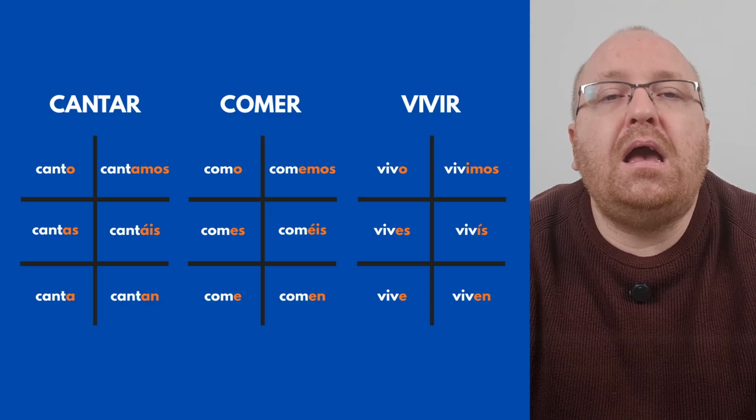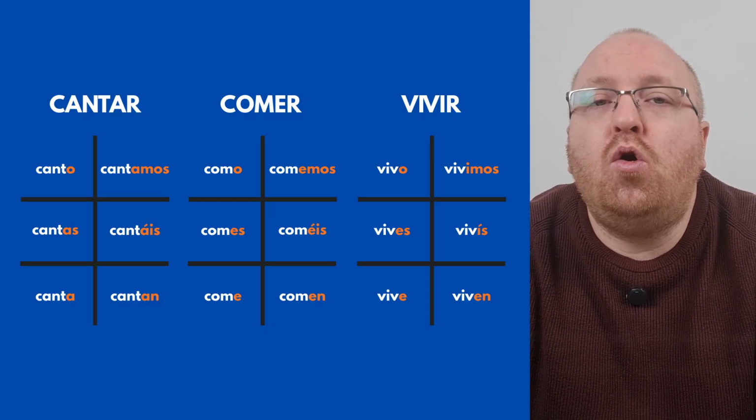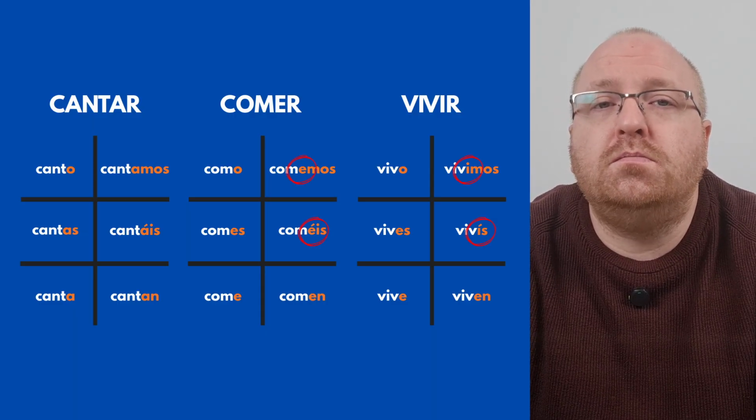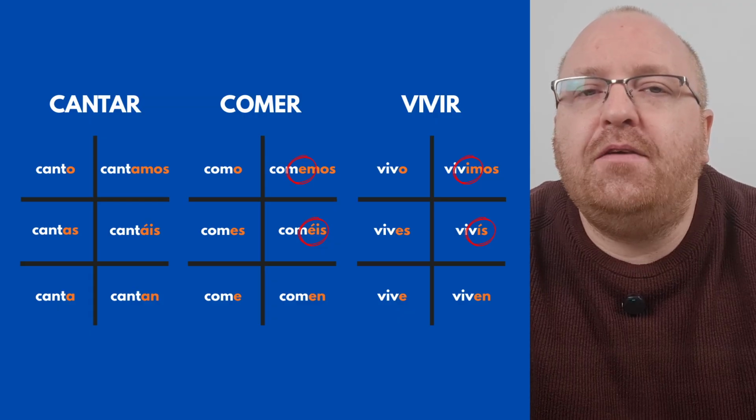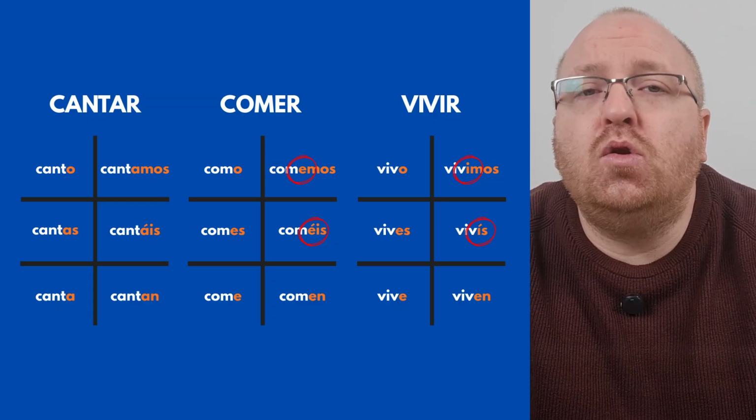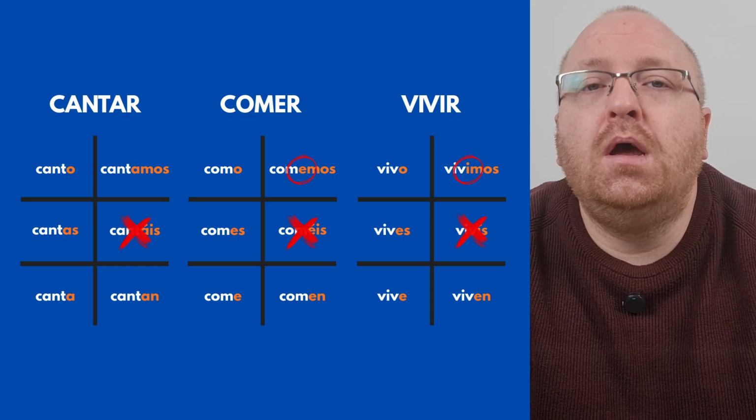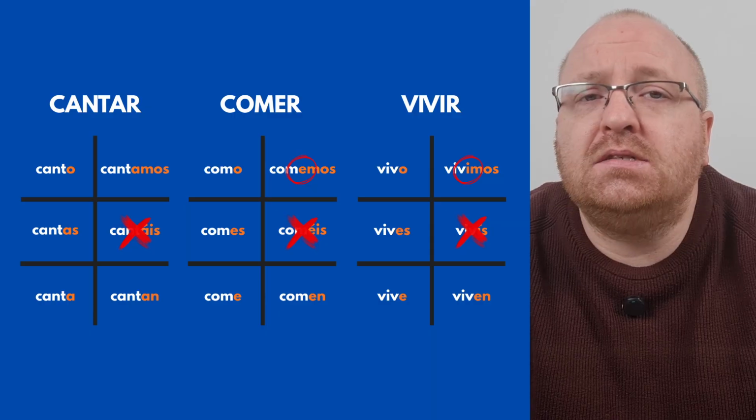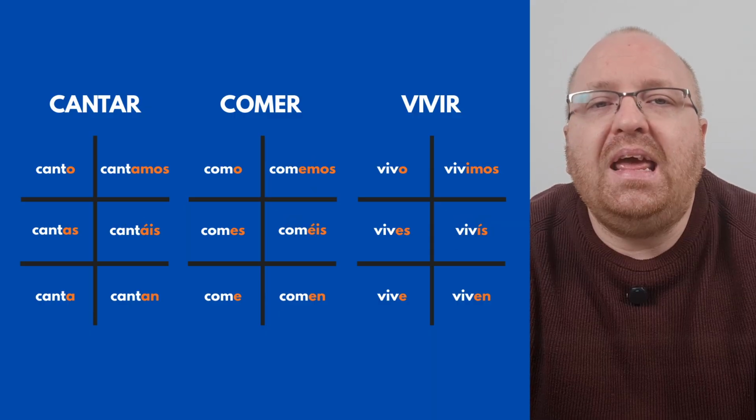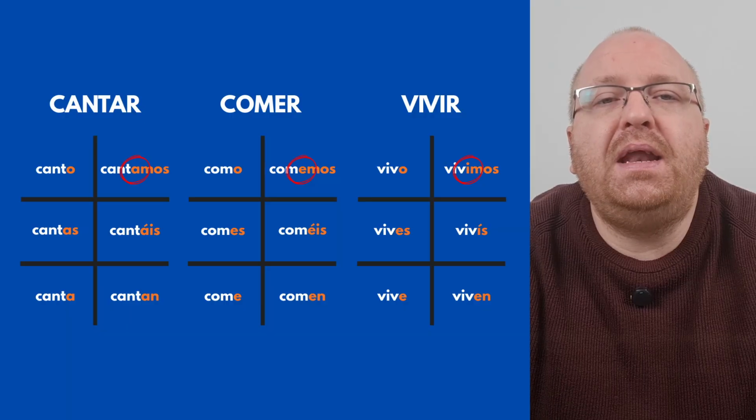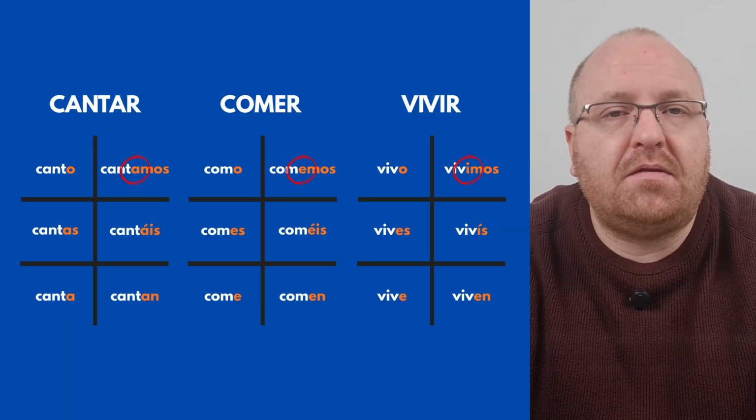Next, if you compare ER and IR verbs, you'll see that they are almost identical as well, with the only differences appearing in the nosotros and vosotros forms. And this is where things get even simpler. If you're not learning European Spanish, you can completely ignore the vosotros forms, which means that the only difference between ER and IR verb endings is the nosotros form. And even that difference is very easy to remember, because the ending simply keeps the same vowel as the infinitive.